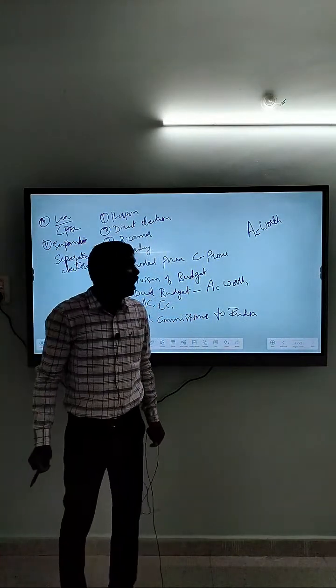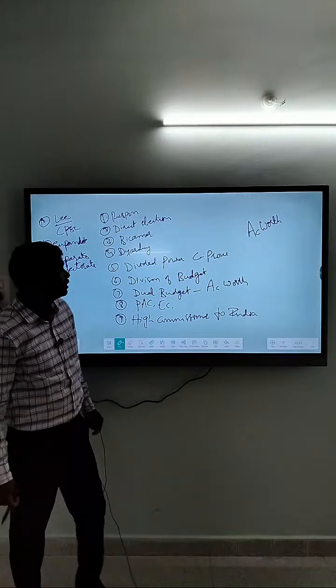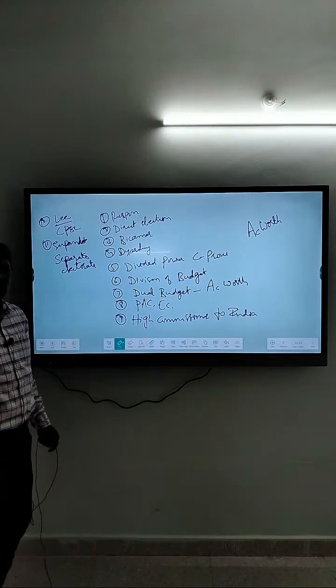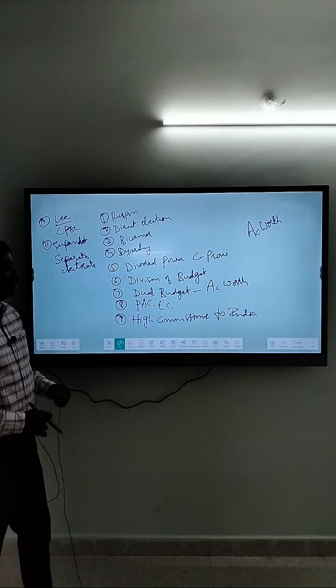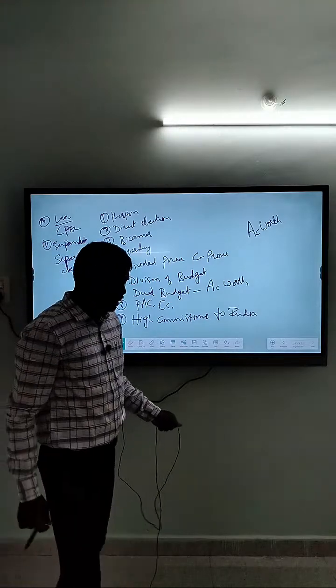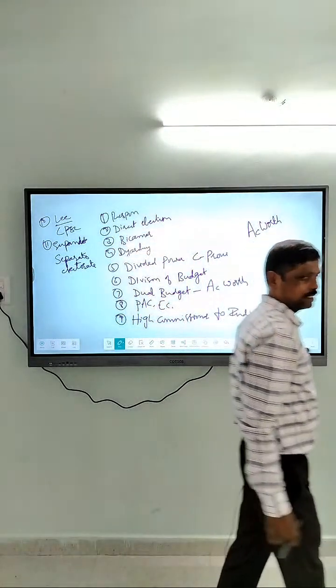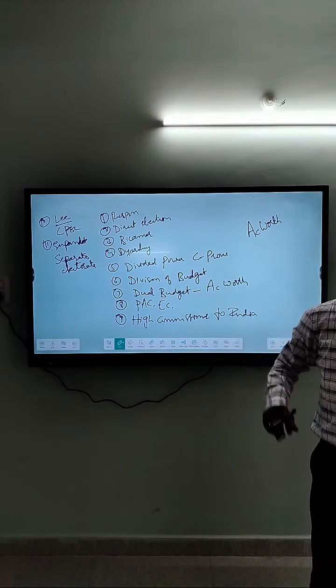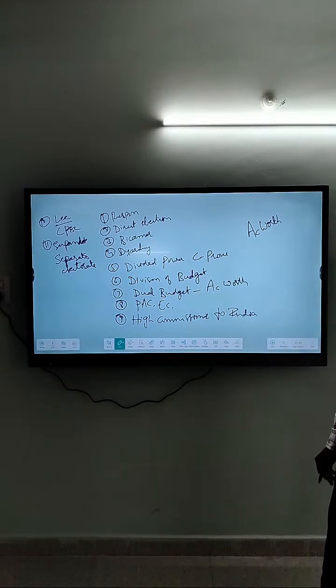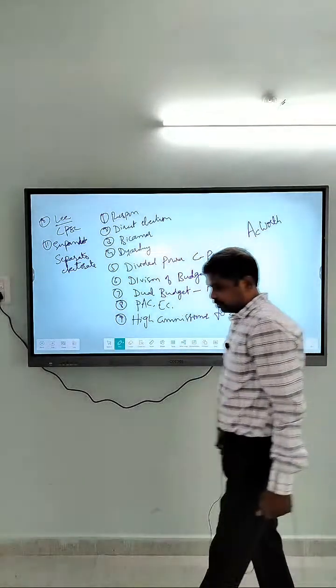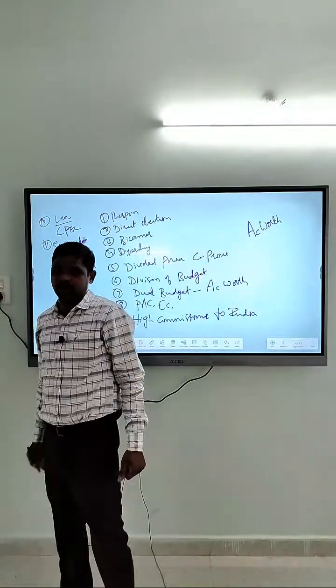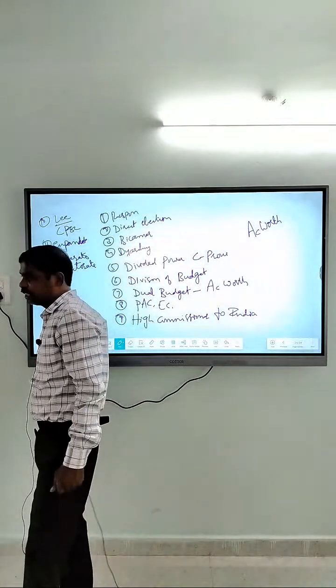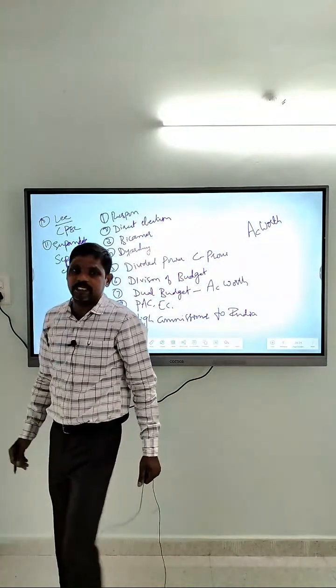It is the Acworth Committee. So this is about the 1919 Act. It divided the powers between center and provinces. Even today we have the same kind of system where legislative, executive and financial powers are divided between center and states.